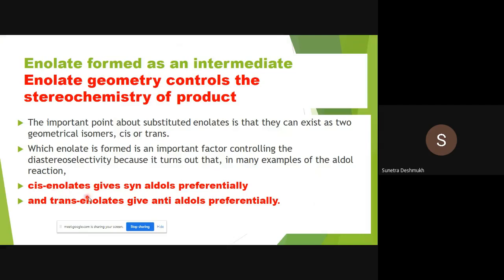So now, cis enolate gives syn aldol preferentially and trans enolate gives anti-aldol preferentially. Now we will go into how cis enolate gives the syn aldol and how trans enolate gives the anti-aldol. So that we will see now.